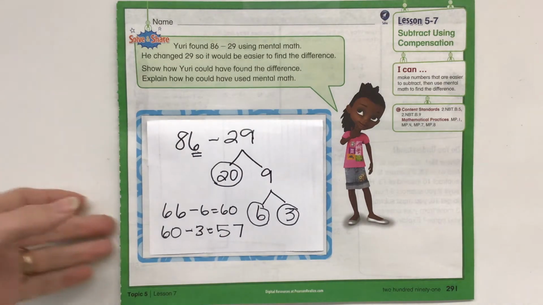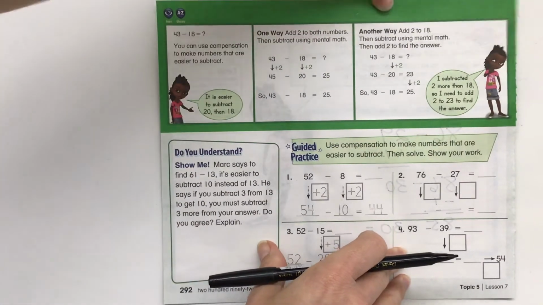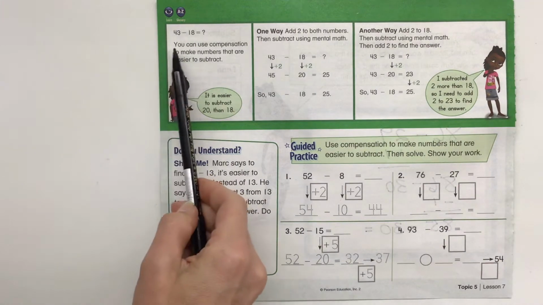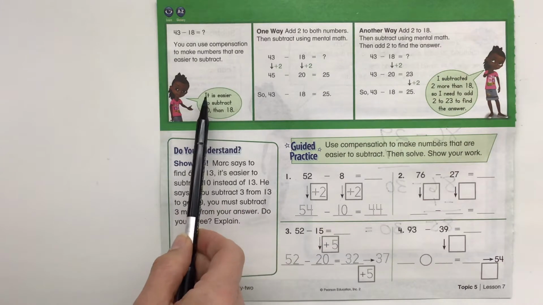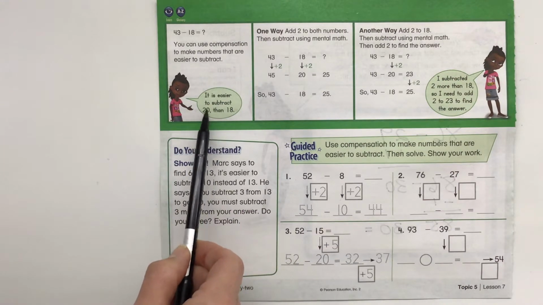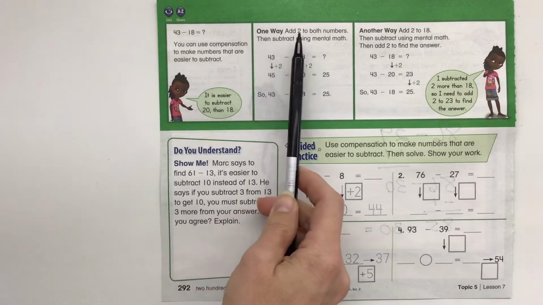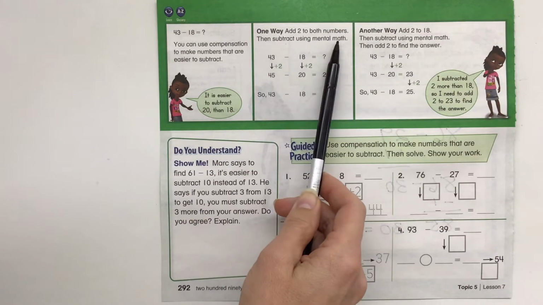All right, let's go ahead and turn it over to our back page and take a look at our comic strip over here. Okay, 43 minus 18 equals. You can use compensation to make numbers that are easier to subtract. It is easier to subtract 20 than 18 because it's two groups of 10. One way, add 2 to both numbers, then subtract using mental math.